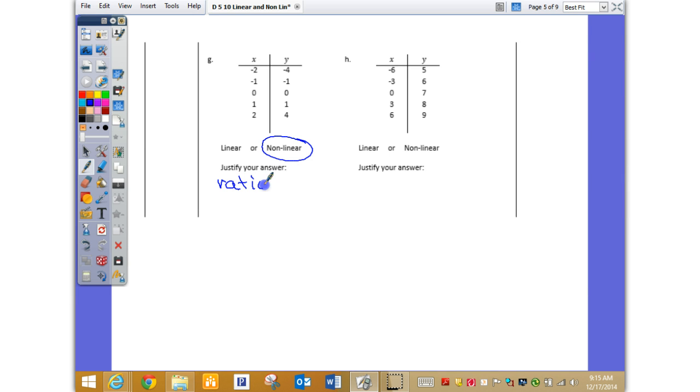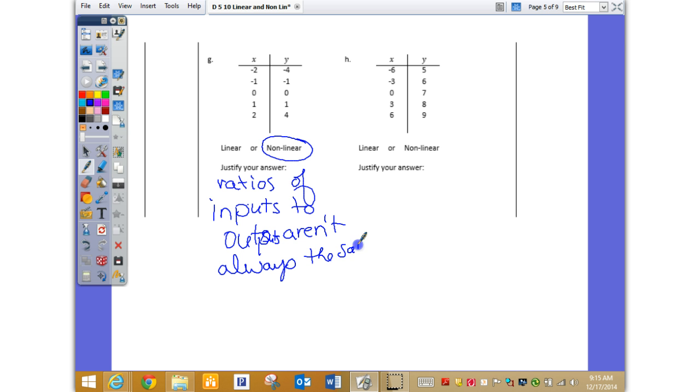The ratios of inputs to outputs aren't always the same. What does that mean? What was our pattern here, Mikesha? What did you get for your pattern on this side? Okay, +1, and that worked for all of them on this side, but here they did +3, and then here they did +1, +1, +3. So they didn't have the same pattern on the y, on the output.